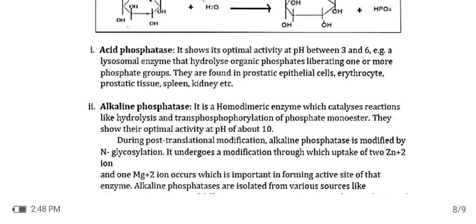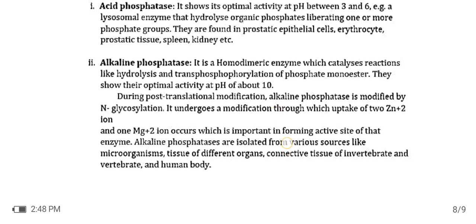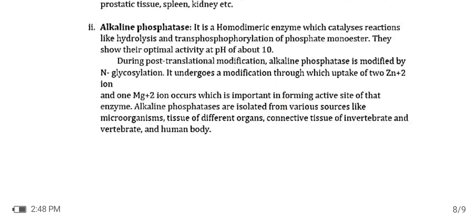Acid phosphatase shows optimal activity at pH between 3 and 6. It is a lysosomal enzyme that hydrolyzes organic phosphates, liberating one or more phosphate groups. They are found in prostatic epithelial cells, erythrocytes, prostatic tissue, spleen, kidney, etc. Alkaline phosphatase is a homodimeric enzyme that catalyzes reactions like hydrolysis and transphosphorylation of phosphate monoesters. They show their optimal activity at a pH of about 10.